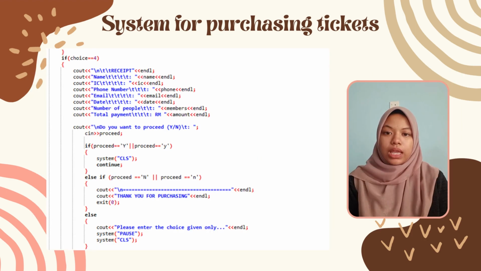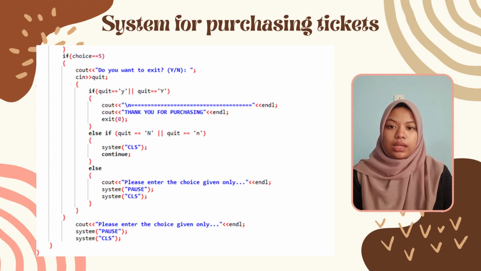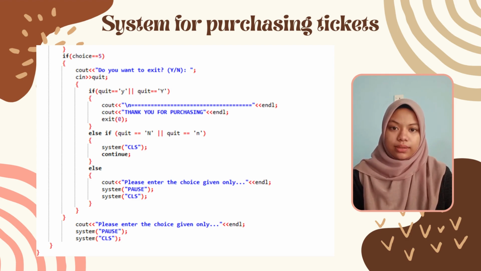And if the customer proceeds with choice 4, the system will display the receipt of the ticket purchases, including all the customer details and also the ticket price. And last, choice 5, the exit of the system. If yes, the system will display thank you for purchasing, and else if no, the system closes and goes back to the menu again.